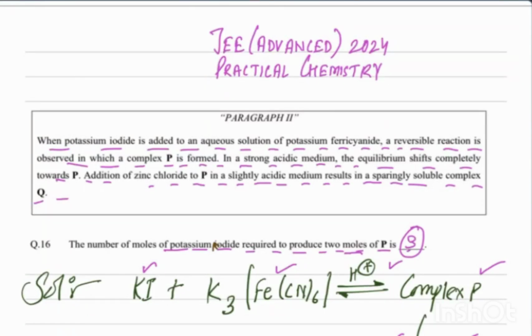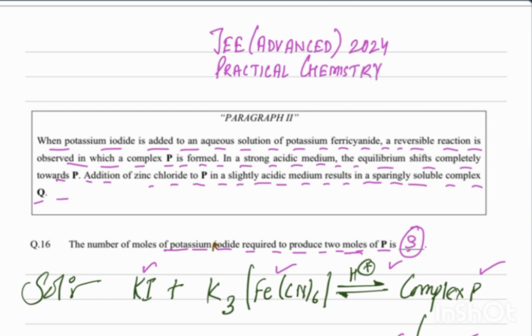So hello everyone, today we are going to discuss a question from JEE Advanced 2024 paper 2, which is from practical chemistry. In this question what has been asked is, when potassium iodide is added to an aqueous solution of potassium ferricyanide, a reversible reaction is observed in which a complex P is formed in a strong acidic medium. The equilibrium shifts completely towards P.